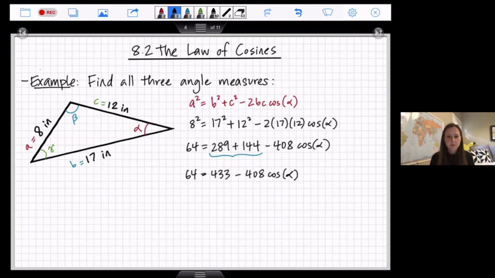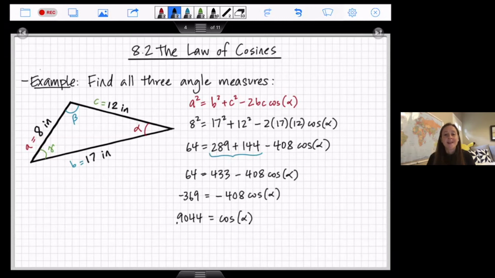So let's subtract 433 from both sides. So I'm going to do 64 minus 433. I get negative 369. And then there's that negative 408 that's still attached to that cosine. Then I'm going to divide both sides by negative 408. So negative 369 divided by negative 408. And I get 0.9044. I'm going to keep that number in my calculator so that I don't lose any information. So 0.9044 is equal to cosine alpha.